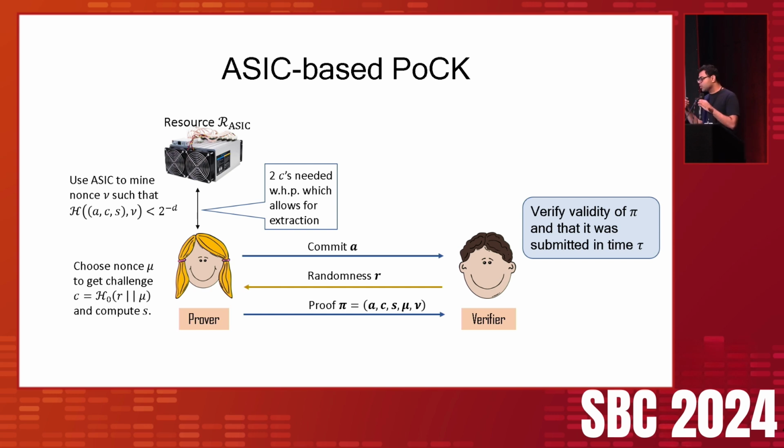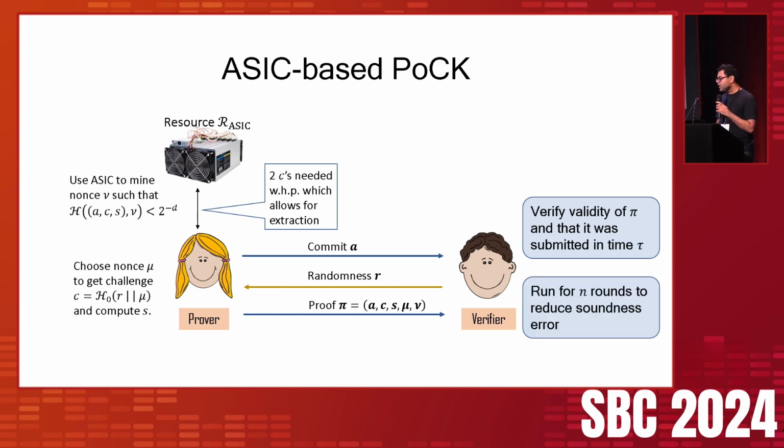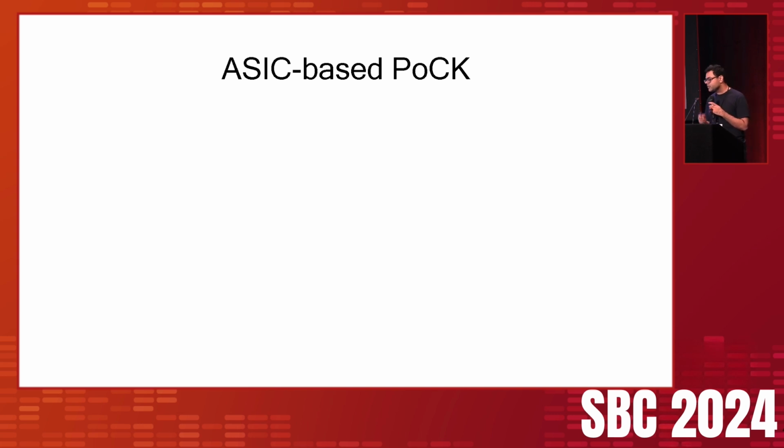So we will have this be a timed protocol in order to have the honest prover with the ASIC being able to satisfy the proofs, but an adversarial prover without the ASIC not being able to do so. And you can run the same protocol for multiple rounds in order to decrease the soundness error.